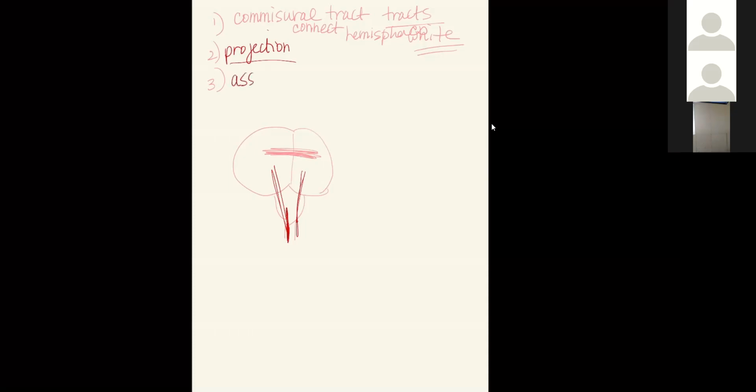And then association tracks, those stay within the hemisphere. So they're just kind of bouncing around in between. So they stay in between. So these are probably more specific. Does that kind of help? Does that sort of make sense? Yeah, that makes sense. Okay.